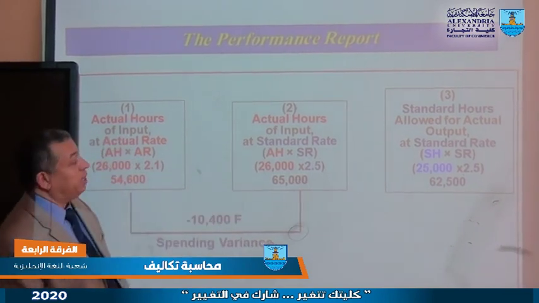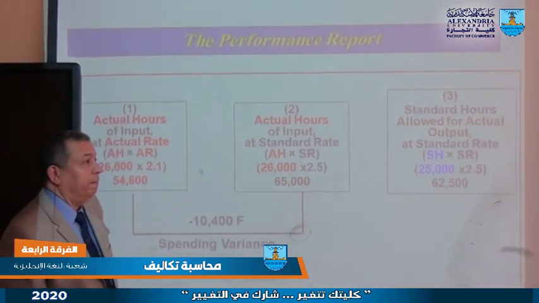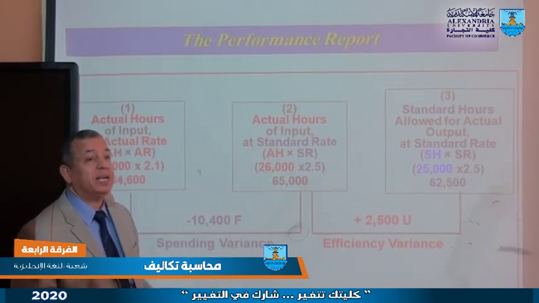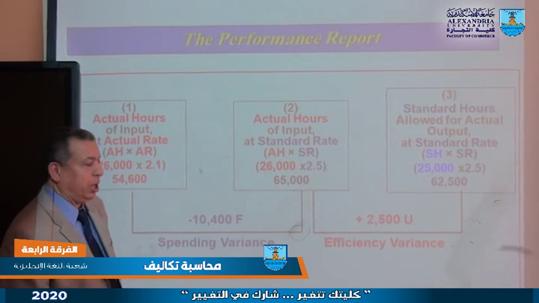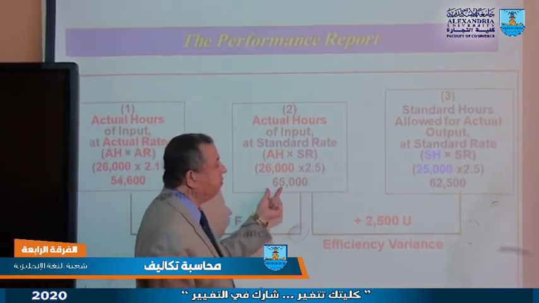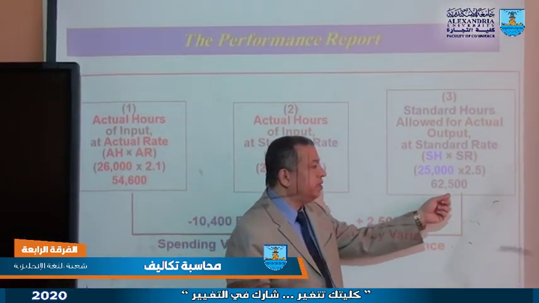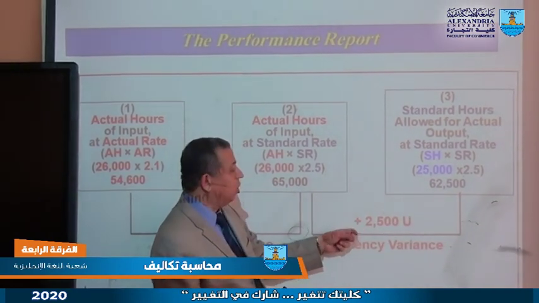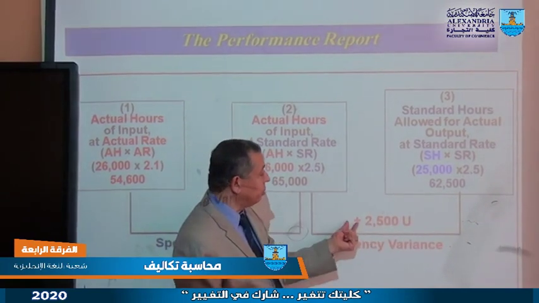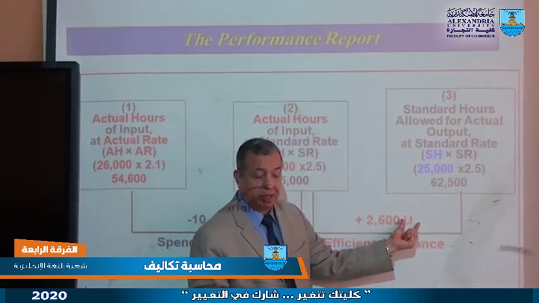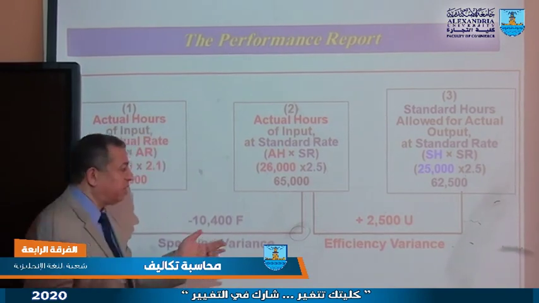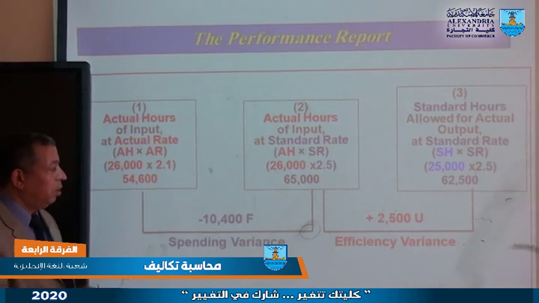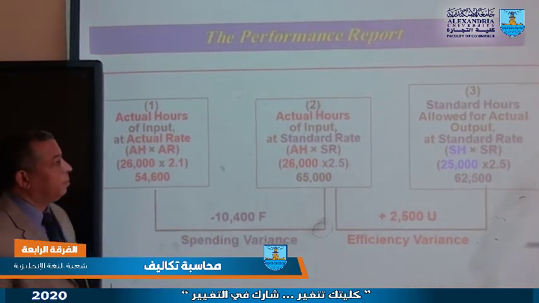The difference between 2 and 3, yes, efficiency variance, like direct labor. The same name, the same calculation. Here, 65 minus 62,500, 65 more than standard, the difference is positive. Positive 2,500, positive, unfavorable in accounting. One of them is favorable and the second unfavorable, no problem with me. Maybe both of them favorable, both of them unfavorable, or one like our problem here.